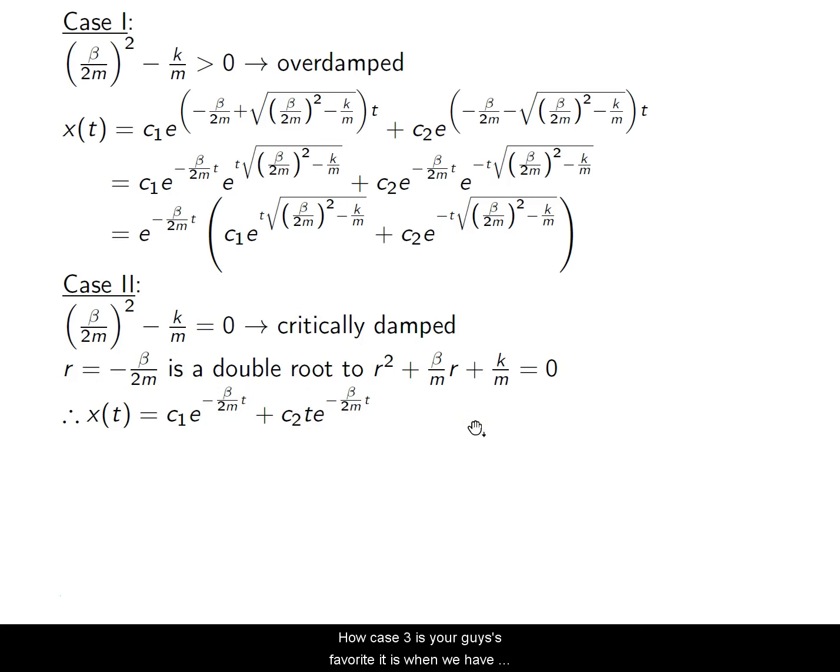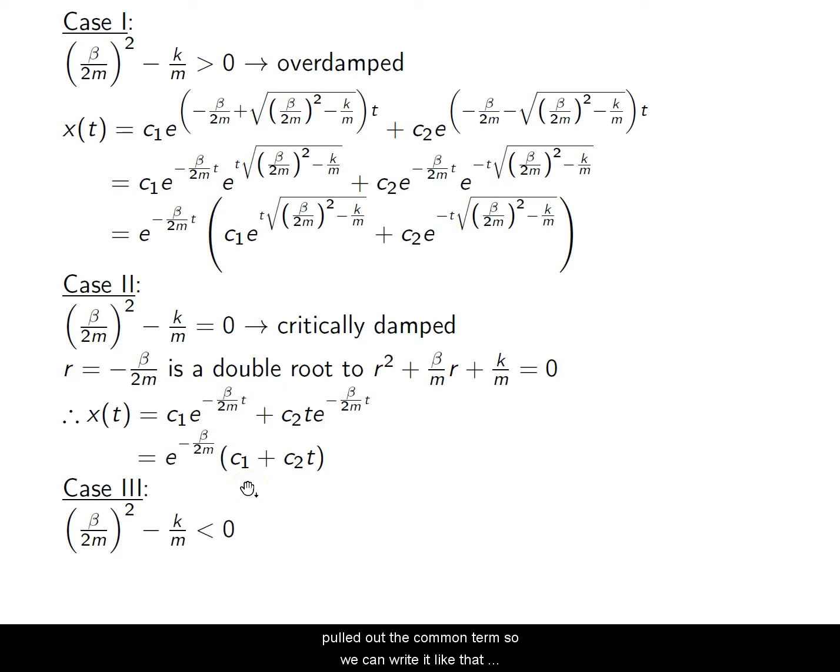Okay, now case 3 is your guys' favorite. It is when we have complex solutions. Oh, I guess I simplified this a little bit more. Again, I pulled out the common term so we can write it like that. Okay, case 3 is the inside term is negative, so I have a complex answer.